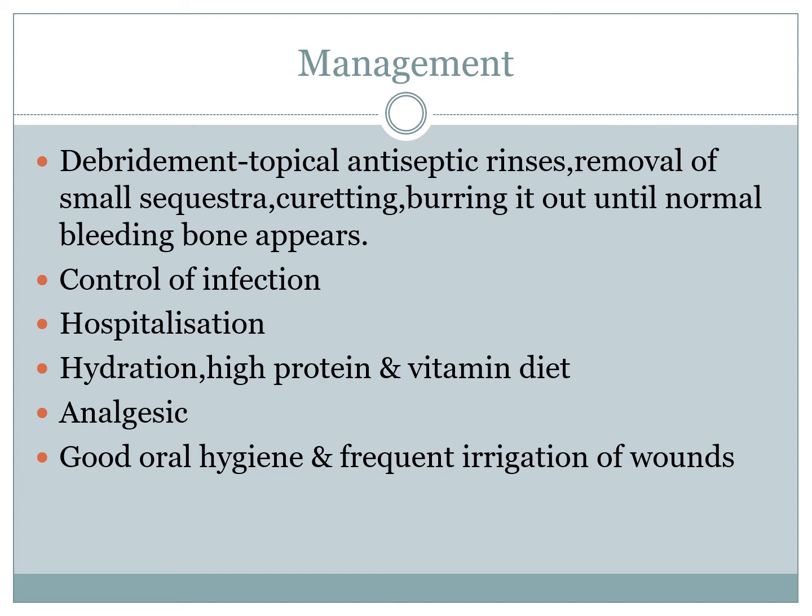Mostly we admit the patient to hospital and give hydration because the patient will be dehydrated. We give a high protein diet, pain relief, strong antibiotics and painkillers, and maintain oral hygiene. That is very important, otherwise there will be a chance of infection again. Frequent irrigation of the wounds after meals, mostly 4 to 5 times a day, with betadine and saline irrigation. Sometimes we add an adjunct also, to promote healing.